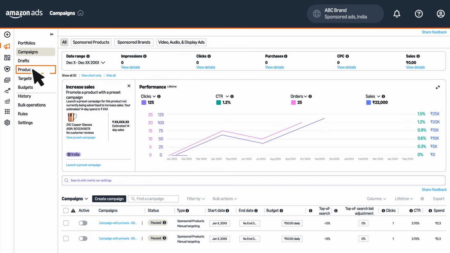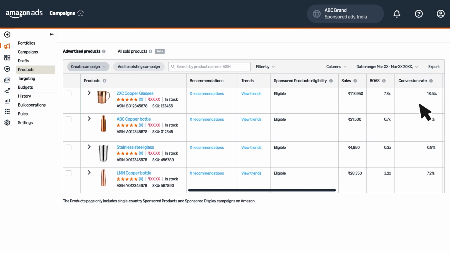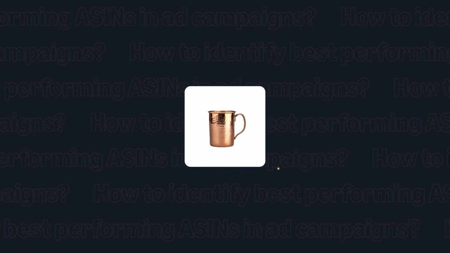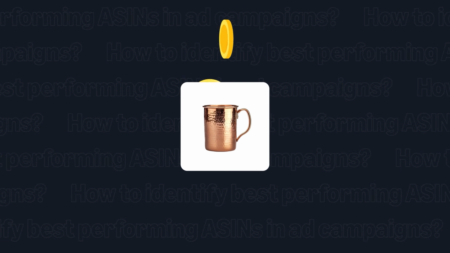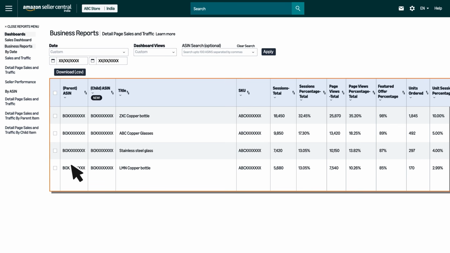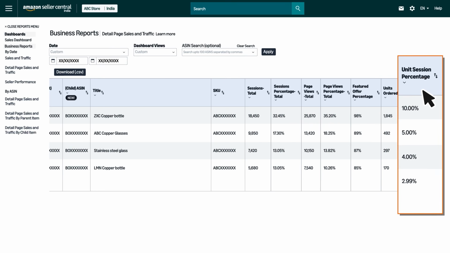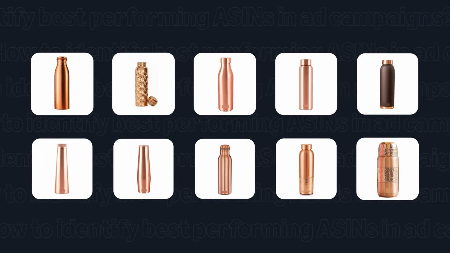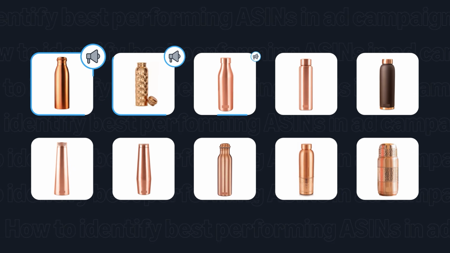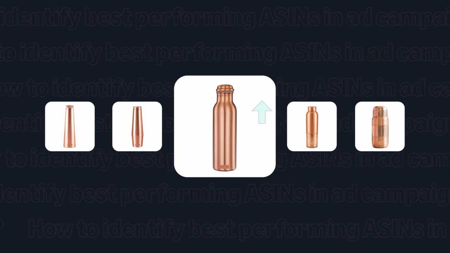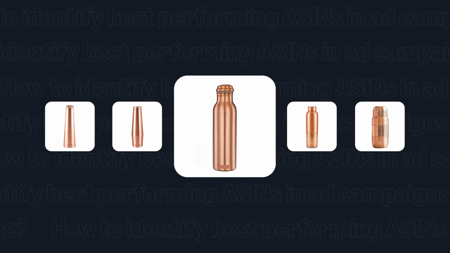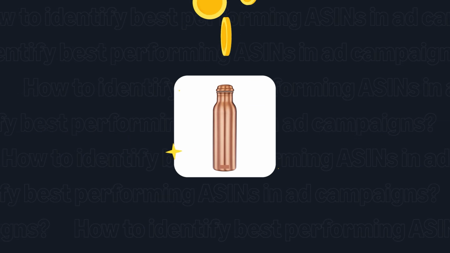So how do you make decisions from all this? First, check your ads dashboard. Look at the CVR for every variant you have been advertising. Pick the ones with the highest conversion rates. These are your performers. Shift more ad spend towards them. Then check the business reports. Review the ASIN-wise data for all 40 variants over the last 2 months. Check the unit session percentage. You might find that of the 10 copper bottle designs, you have advertised 5, but one of the other 5 is quietly converting better than anything else. That's your cue. Invest in it.